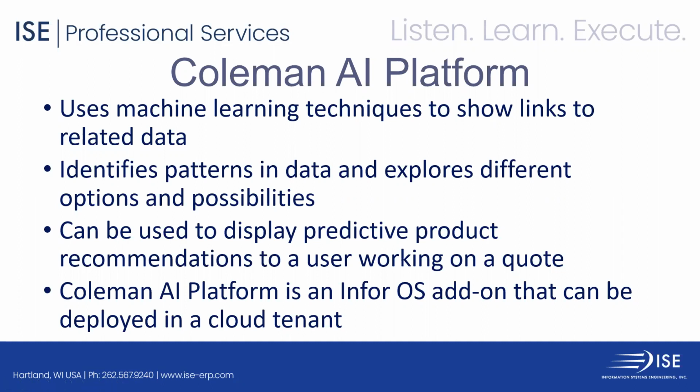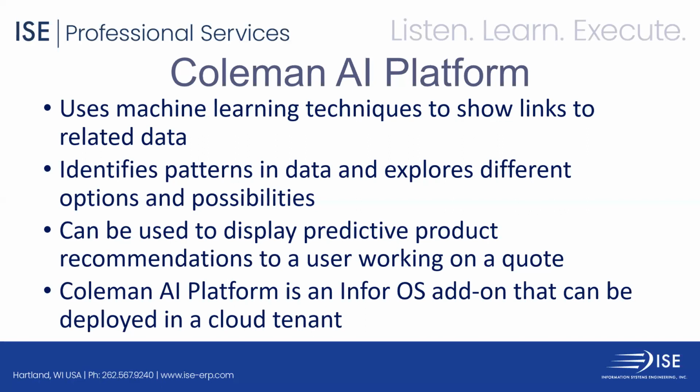But the Coleman AI that is part of Infor.OS, if you're licensed to it, it does use machine learning techniques, and it'll show you links to related data. And it's just amazing how quickly this thing can learn. The power is, it takes in a ton of data and identifies patterns that human beings probably would discover eventually, but it does it so much quicker. Okay, and then it explores different options and possibilities.